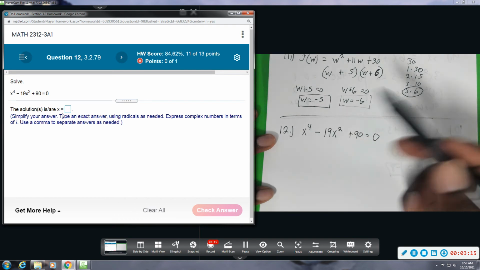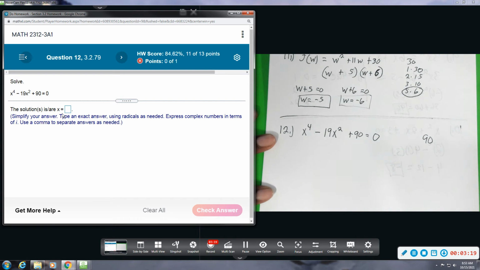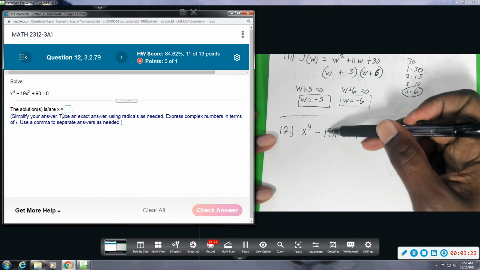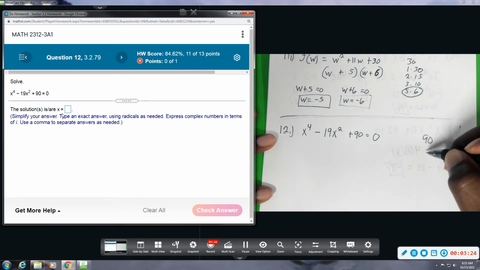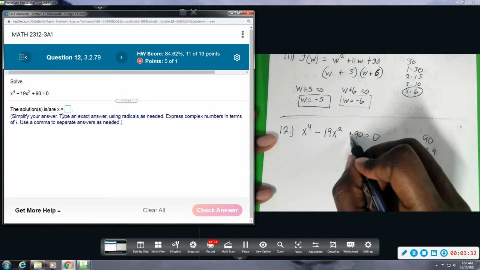1 by factoring 1 times 90, and then the factors of 90 that we'll add to give you 19. Okay, so instead of me listing all of them, I'm just going to do 10 times 9, because I know that 10 times 9 will give me 90, and if I add those, I get 19. You know you add because of the second sign.